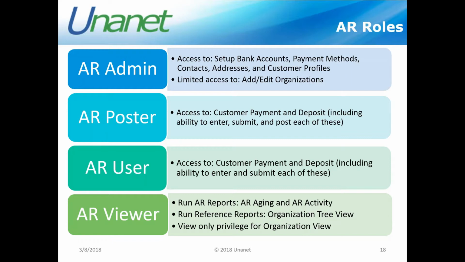And again, your AR viewer is just running reports in regards to accounts receivable. So they're running that aging report, the AR activity report. And again, they can run the reference report for the organization tree view so that they can kind of see what those look like.